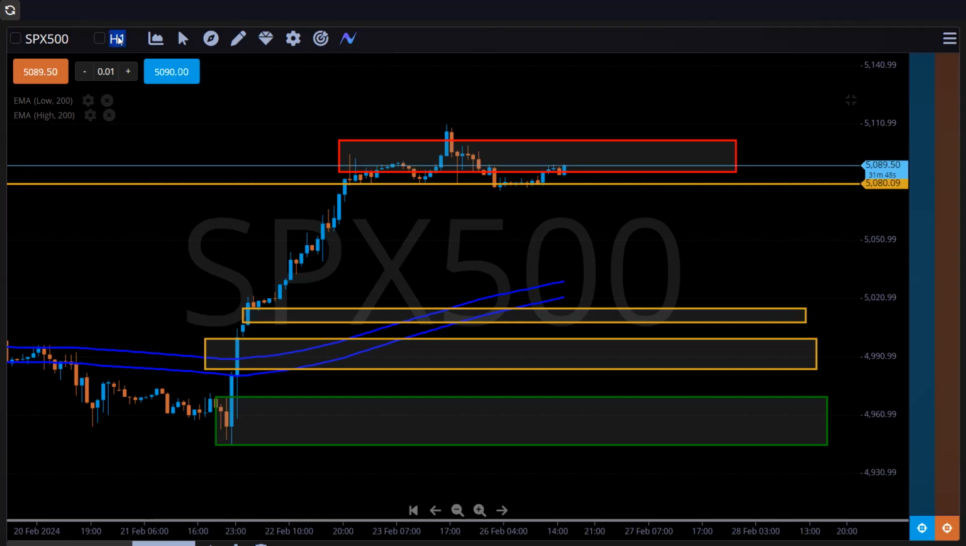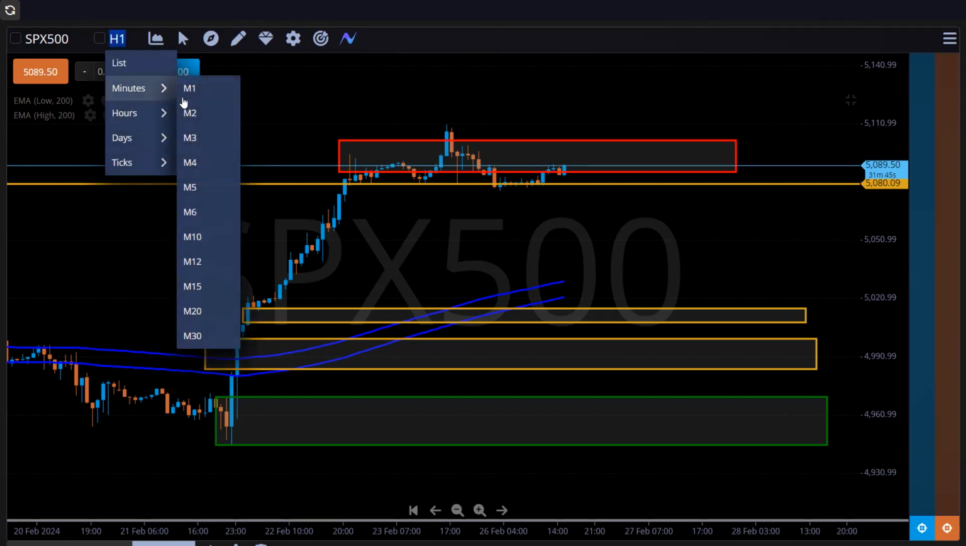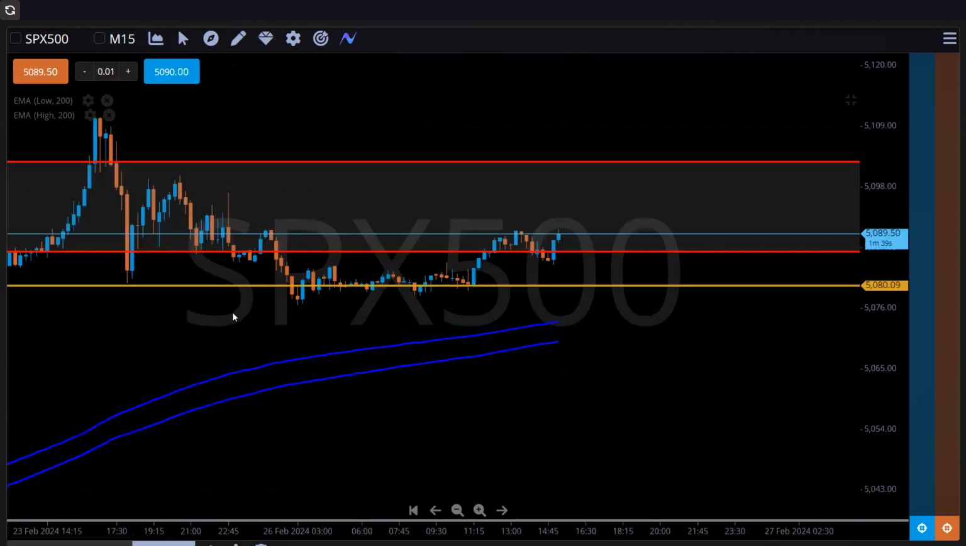Scale down to the lower time frame. Let's go 15-minute. And let's just see what price is showing us. Inside of this supply zone, we're at another supply zone, and look to the left of it, boom. This is a demand zone turned supply zone. This is a support turned resistance major key level.